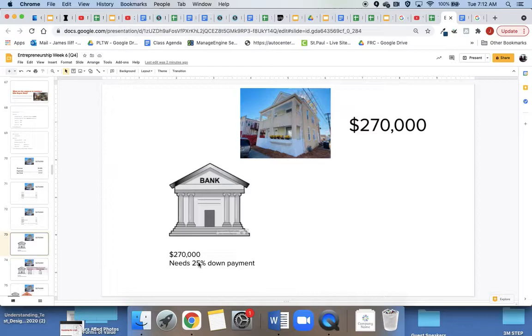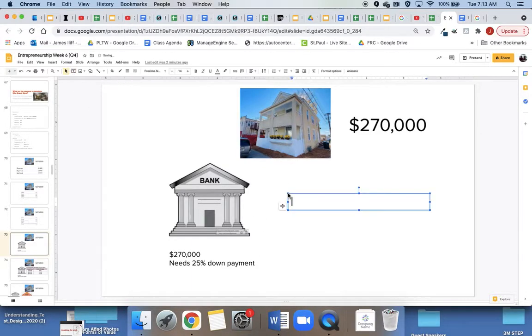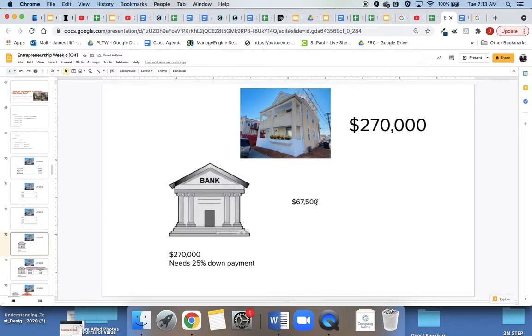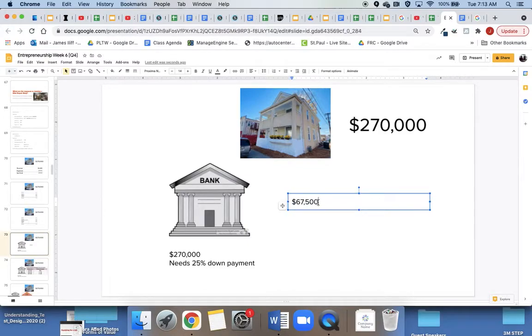Okay, well, what's 25% of 270? So if I just take my calculator here and say 270 times 0.25, I get that we're going to have to come up with, on our own, $67,500. So we're going to come up with $67,500. That's that 25% down payment that we're going to pay this bank.